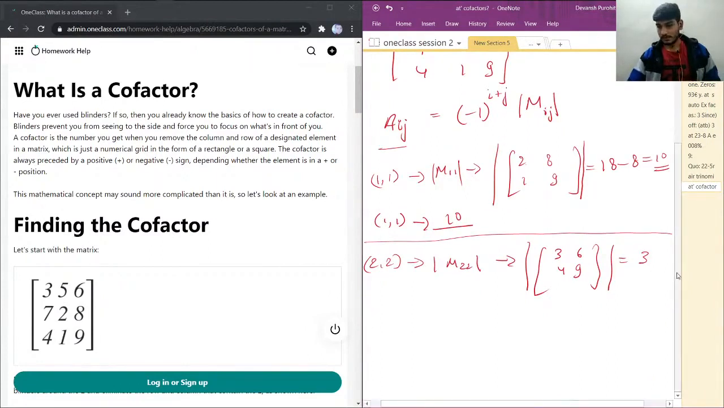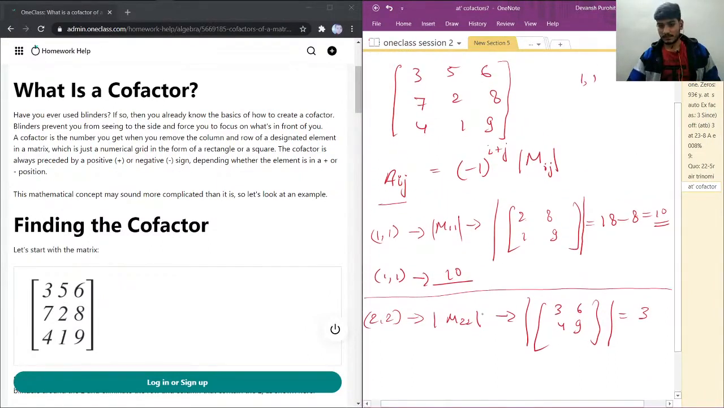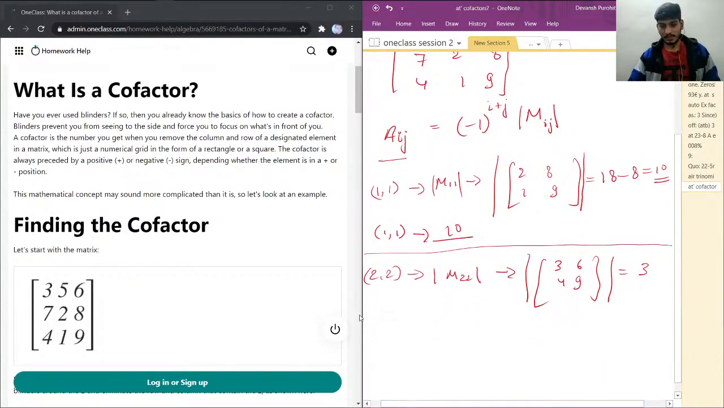And for determining the sign, we have 2 and 2. So 2 plus 2 will be 4 and negative 1 raised to power 4 will be positive. So the cofactor for 2 comma 2, or the cofactor of 2 in the matrix, is 3.